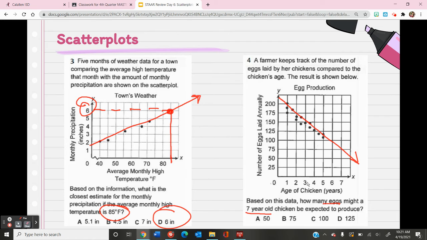So here on the bottom we have the age of the chicken, and on the left side, our Y, we have the number of eggs laid. So I'm looking for a 7-year-old chicken, and I want to go up and hit my trend line. I'm going to change our color here so it'll be a little easier for us to see. So I'm going to go up here, and I see I hit my trend line right here. In order to find out how many eggs that is, I need to go over to the left, and I see that that's about 75 eggs laid annually. So here my answer is going to be B.